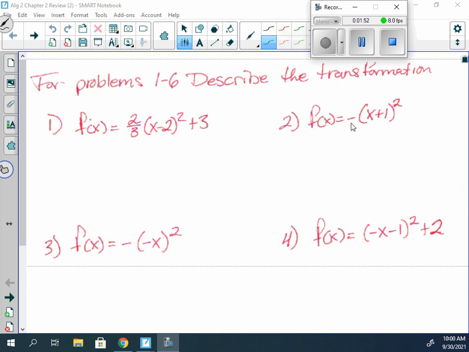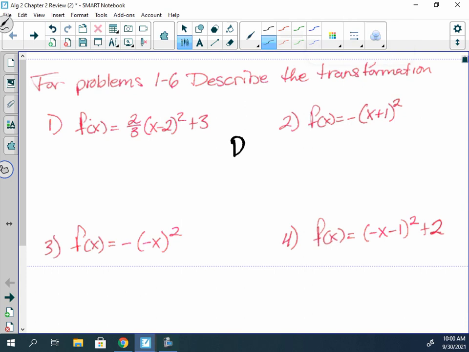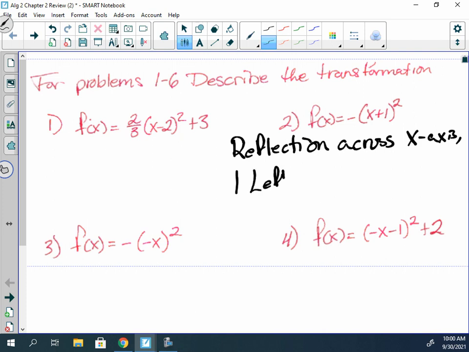The first thing we have is a negative outside the parentheses. Well, a negative outside the parentheses tells me that I'm going to have a reflection across what? The x-axis. Because if we have a multiplication of a negative, either inside the parentheses or outside, it's going to be a reflection. Outside is across the x, inside is across the y. And when we go inside the parentheses, we just have x, so nothing is affecting the x, plus 1. Well, that would be 1 to what direction? Left. Since it's positive inside the parentheses, it's the opposite of what we think. So since it shows up as x plus 1, it would be 1 unit to the left.